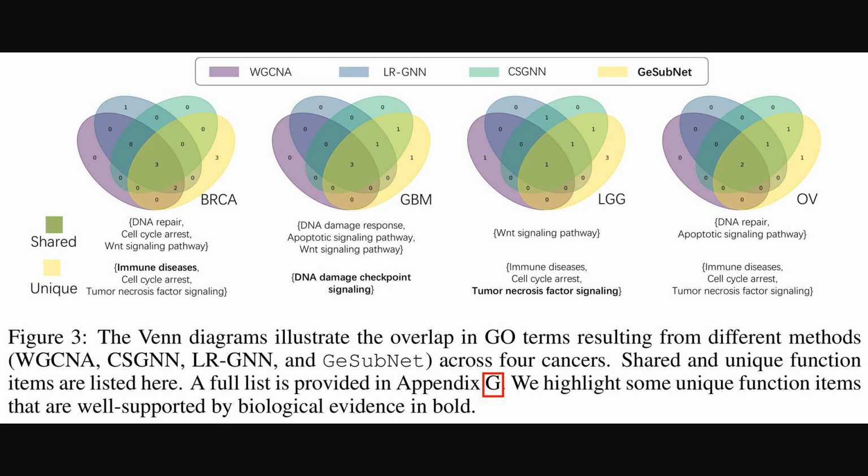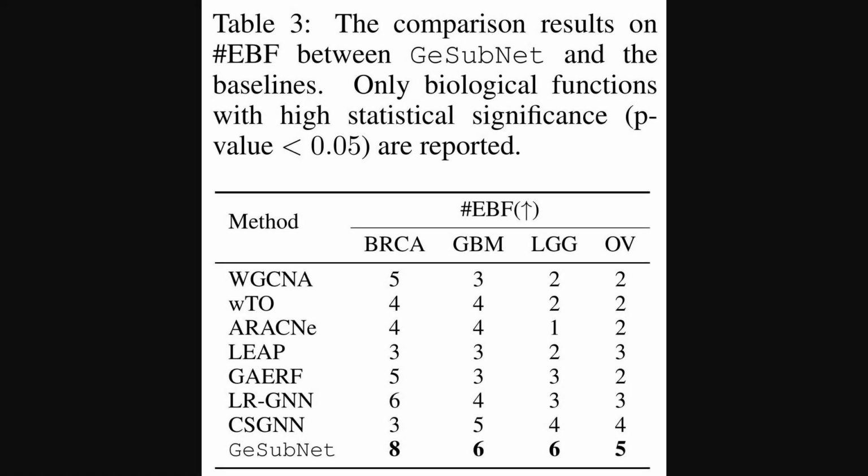Okay, so after seeing the structural performance, Figure 3 delves into the biological relevance. These Venn diagrams compare the gene ontology terms identified by GeSubNet and the baselines across the 4 cancers. Notice how GeSubNet, shown in yellow, consistently identifies unique biological functions like immune responses or tumor necrosis factor signaling, listed below. This really reinforces that the generated networks are not just structurally different, but also capture more biologically meaningful insights compared to the others.